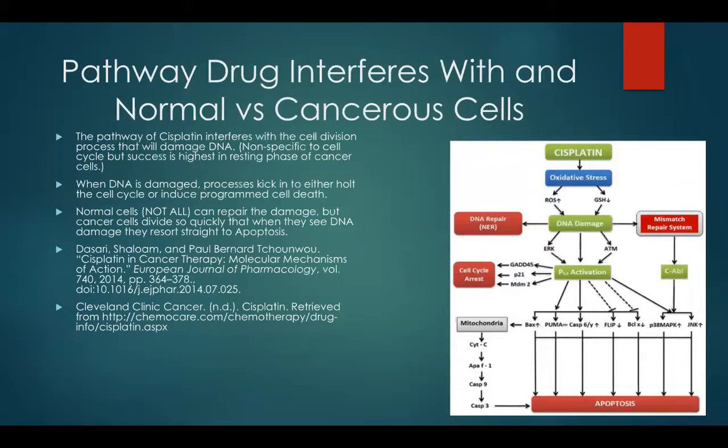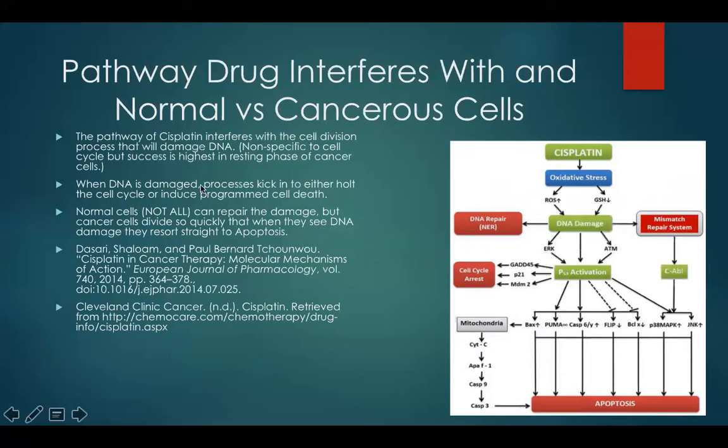The pathway of cisplatin doesn't interfere with the cell division process that will damage DNA. So it's non-specific to cell cycle, but success is highest in the resting phase of cancer cells. Cisplatin is an alkylating agent, which chemically cross-links the DNA double helix.